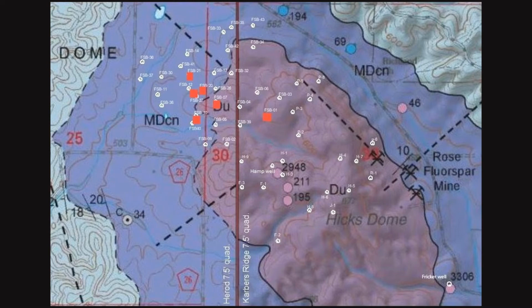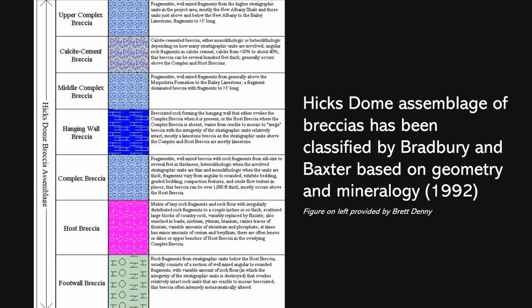The Hicks Dome assemblage of breccias includes the upper complex breccia, calcite cement breccia, middle complex breccia, host breccia, and footwall breccia, which are set apart by the size, amount, and type of rock fragments, as well as the amount of fluorite mineralization. Out of those 7, the footwall breccia is the most intensely metasomatically altered.